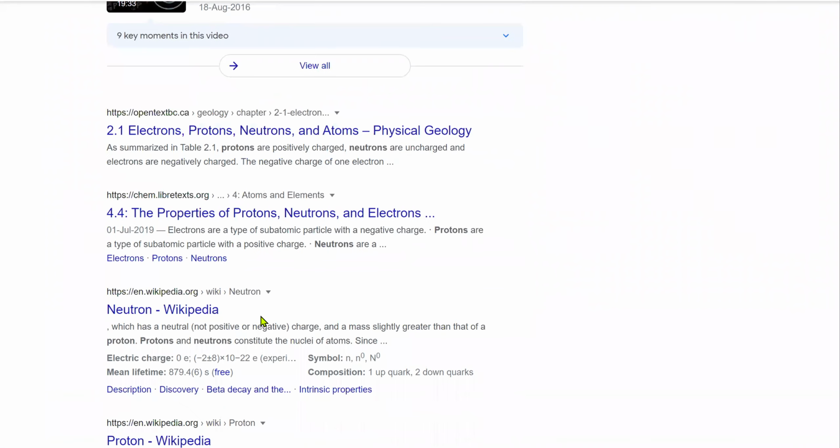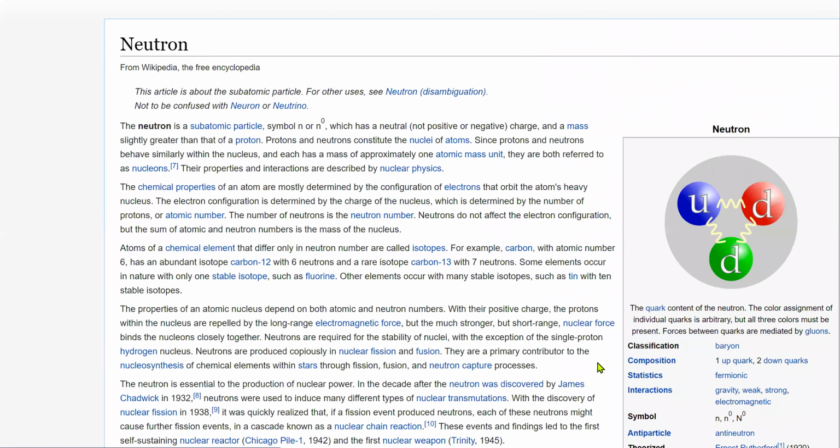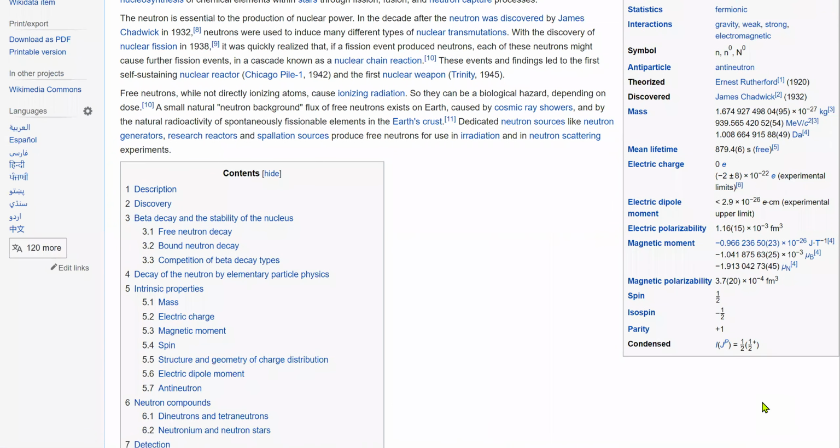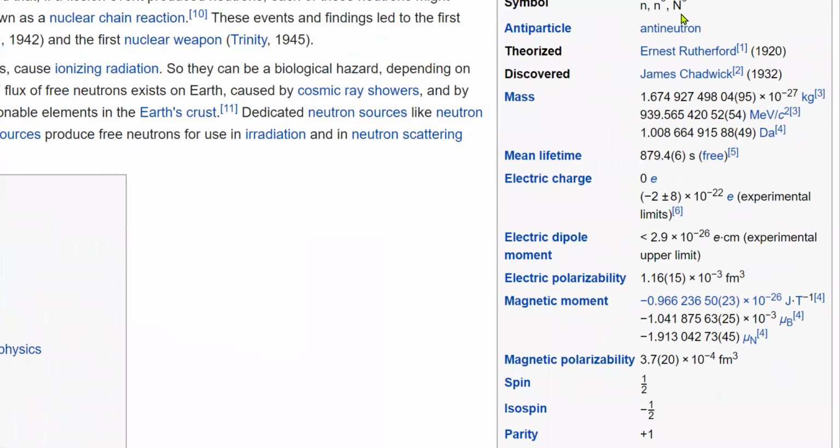Let me just try and find. Let's look at a neutron. The actual mass of a neutron might be given over here somewhere. So it's 1.67 times 10 power minus 27 kg. That's a very tiny mass. So it's provided over here, this one.